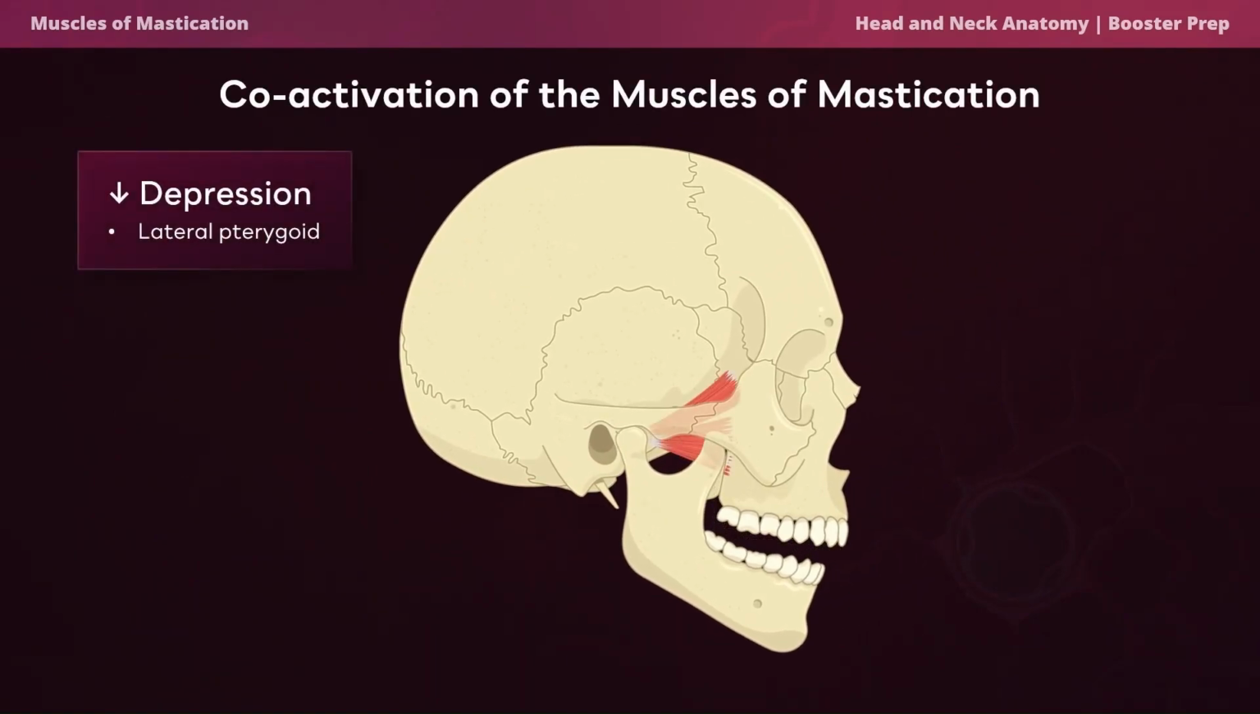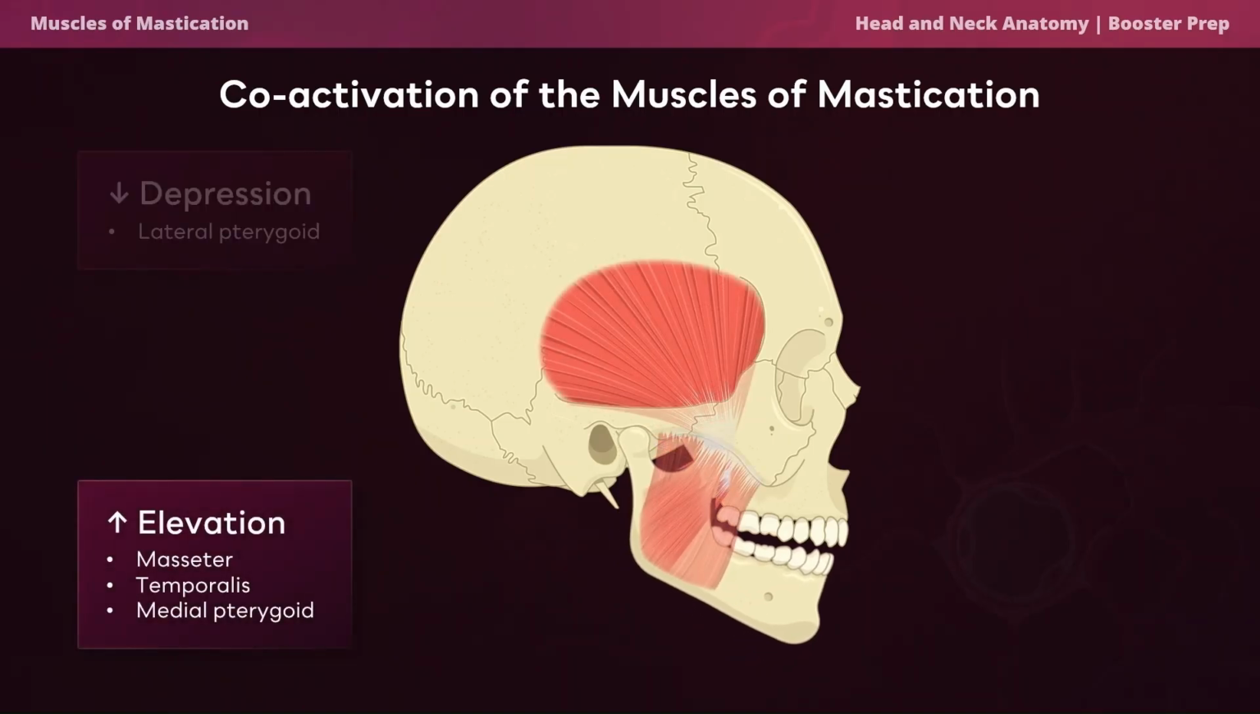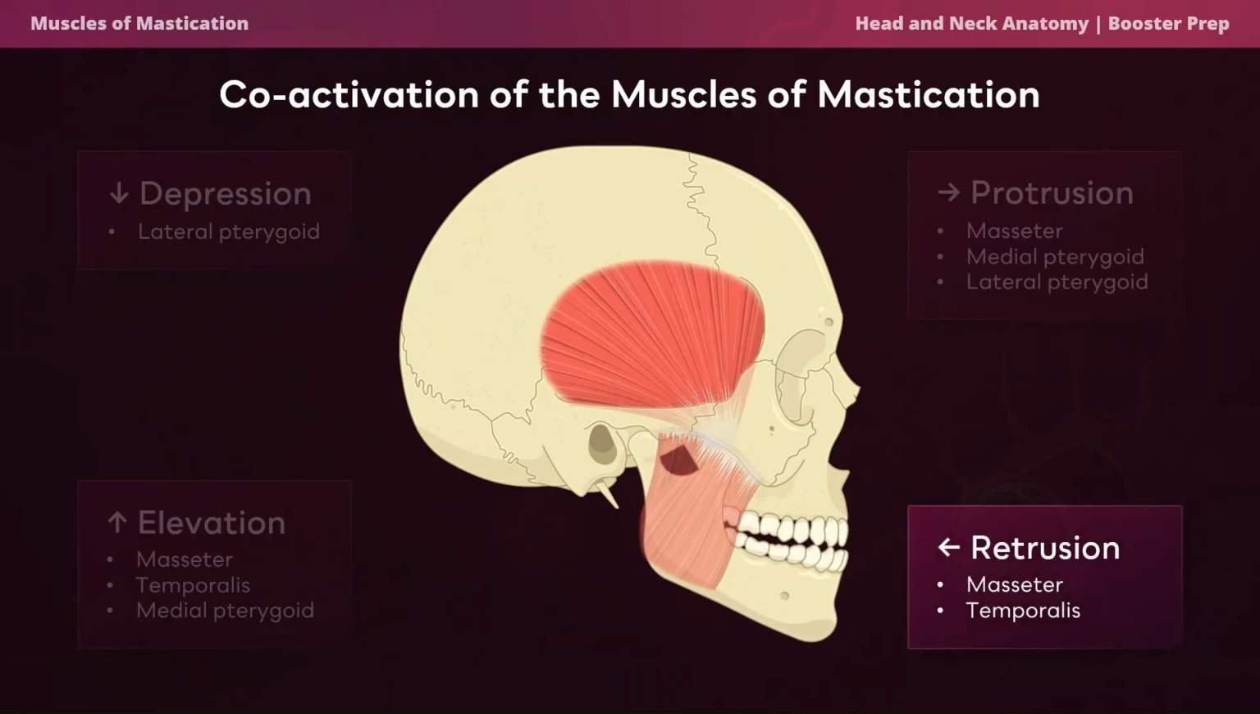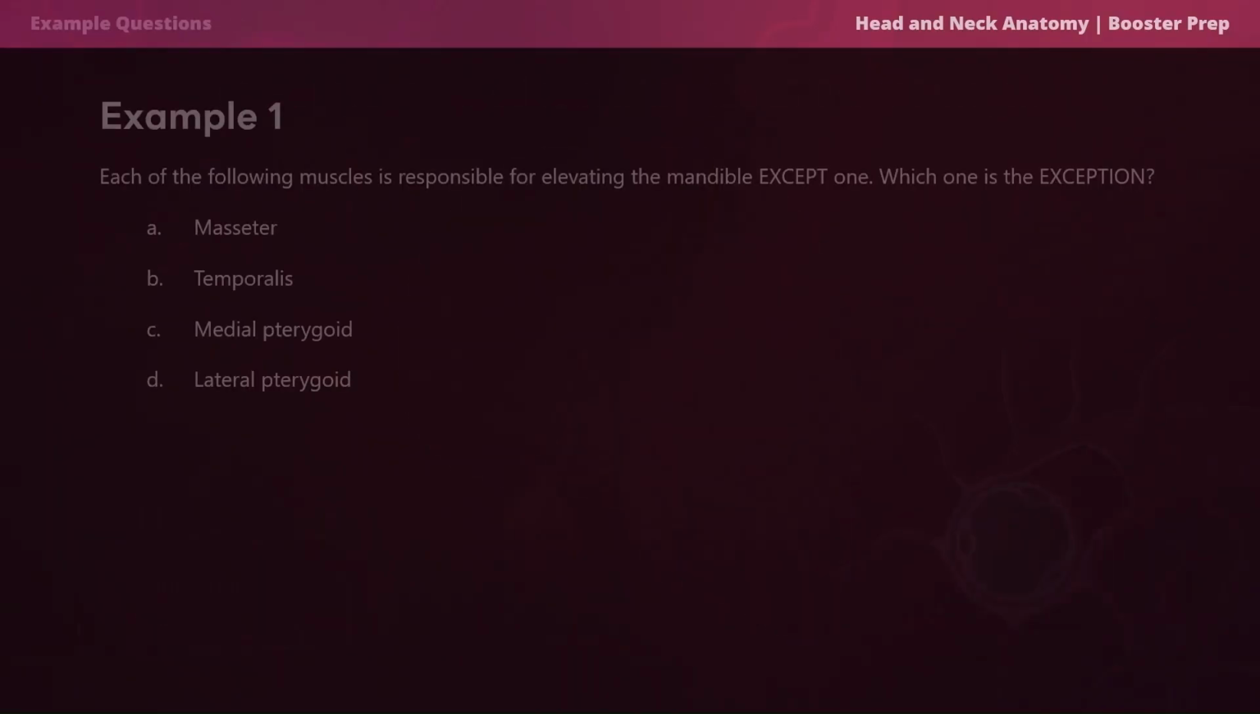So the lateral pterygoid, this depresses the mandible. The masseter, the temporalis, and the medial pterygoid elevate the mandible. The masseter, the medial pterygoid, and the lateral pterygoid protrude the mandible. And the masseter and the temporalis retract the mandible. So now that we've gone over the muscles of mastication, let's try some example questions.